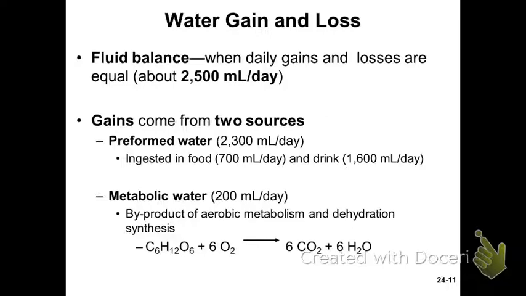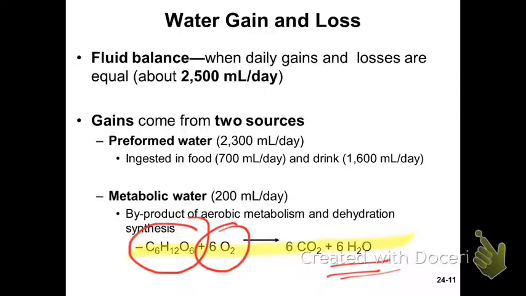The other 200 mils is metabolic water. Look at this equation on the bottom. Right? You recognize this equation. C6H12O6 plus 6 oxygens yields 6 carbon dioxides and 6 waters. That is the overall equation, as you know, of cellular respiration. And what happens is that when you are consuming something, when you're taking in sugar and you're breathing oxygen, you are forming water. And so that's that metabolic water. So we're getting about 200 mils of water every day from our metabolism through this reaction.